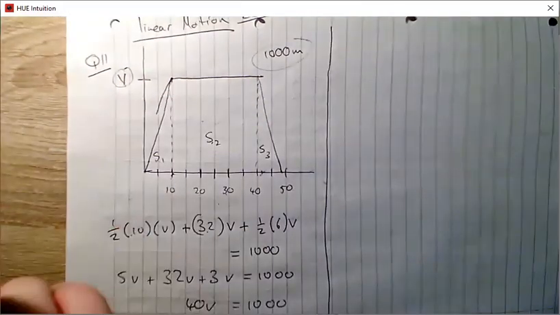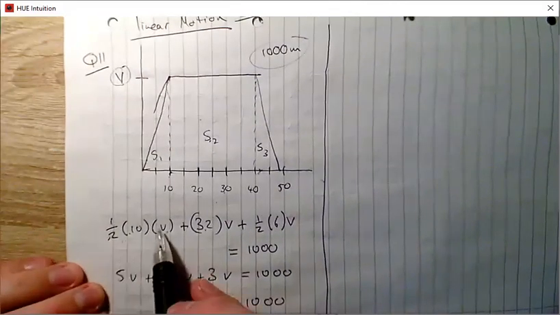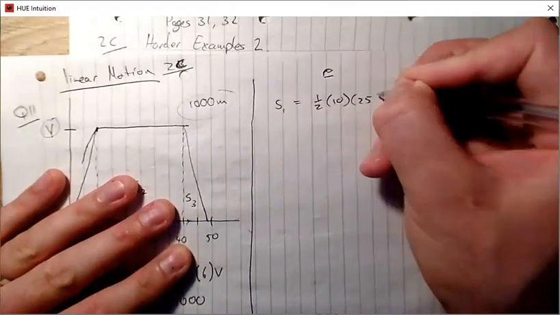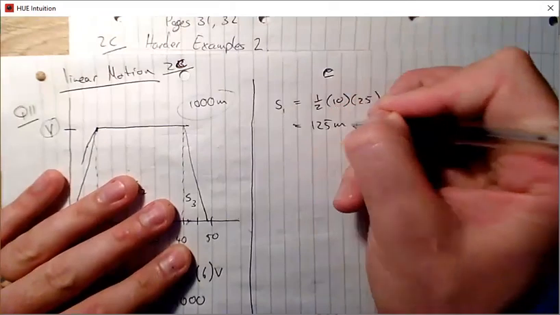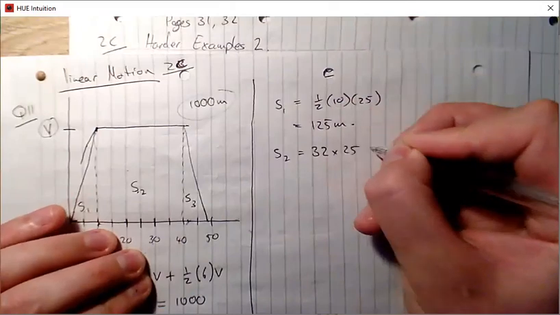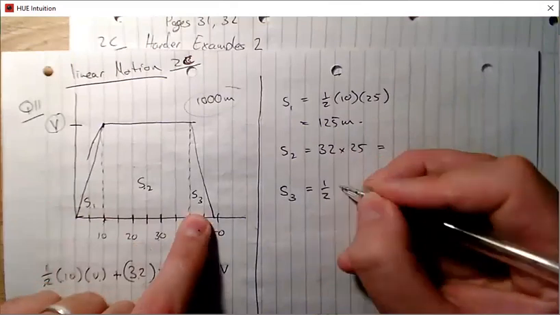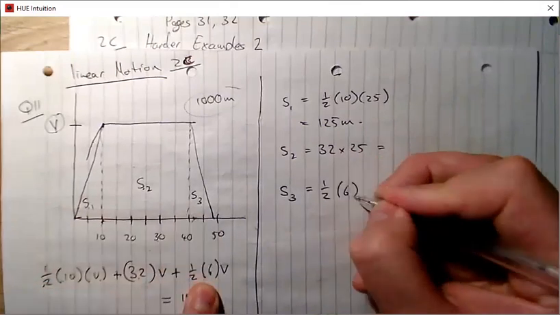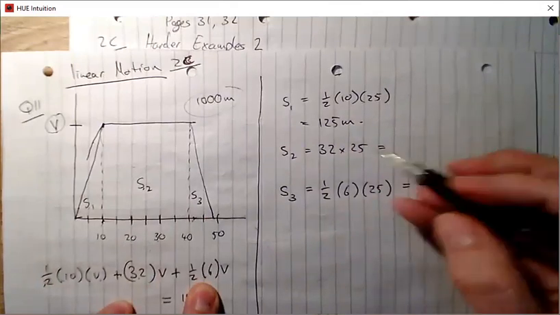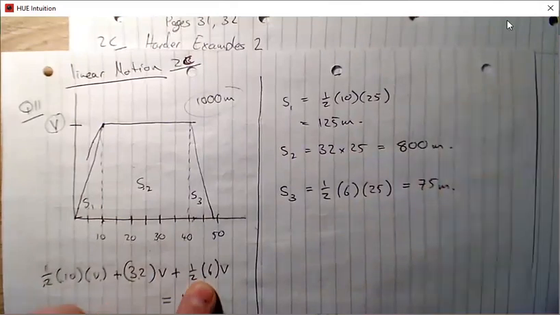The question also asked the distance traveled during each part of the journey. So you have to come back to here. S1 is a half of 10 by 25, that's 125 meters. S2 is 32 multiplied by 25, which I'll come back to in a second. And S3 is a half of 6 times 25, which is 75 meters. Calculator work on that will tell you it's 800 meters. So those are our 3 distances.